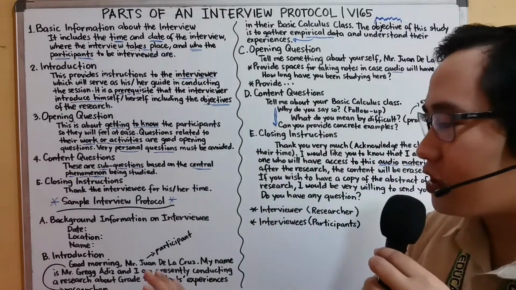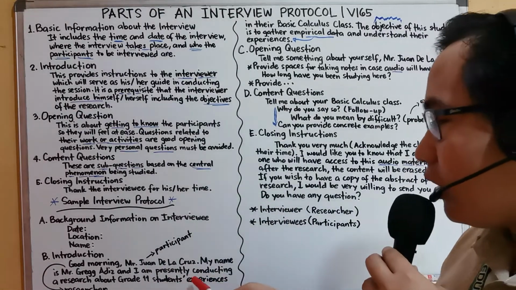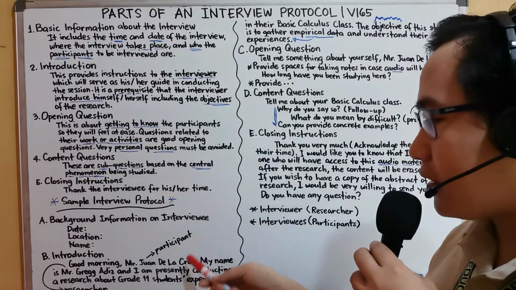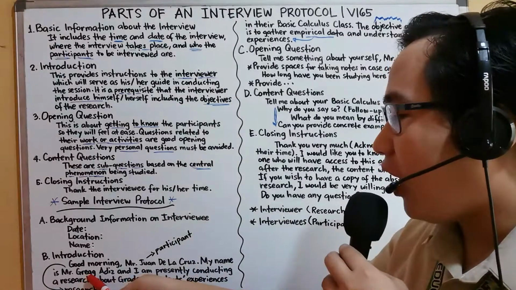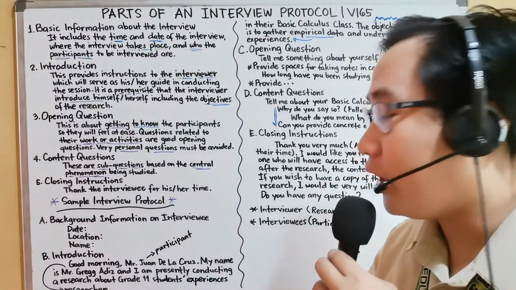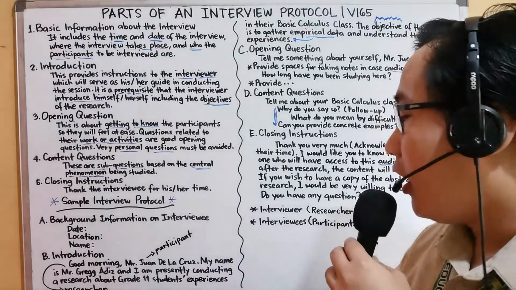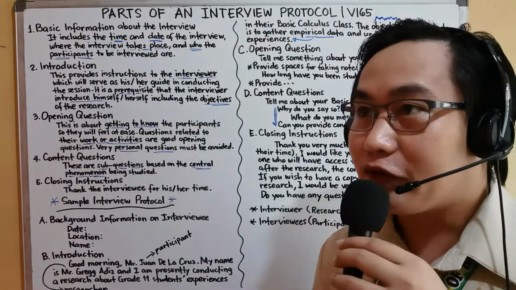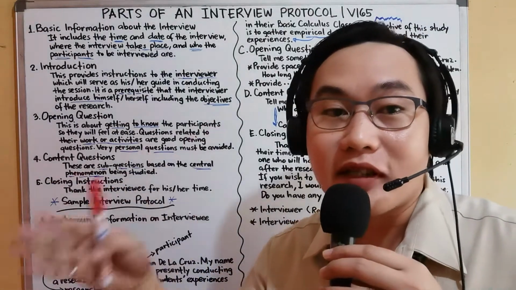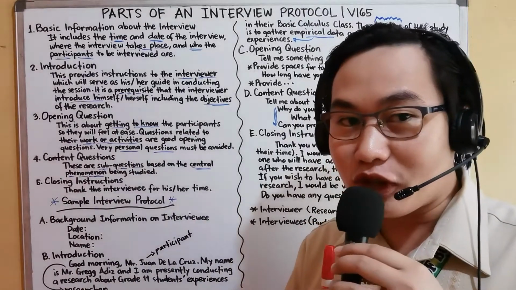Para maintindihan, i-justify ko sa inyo. So si Juan de la Cruz again is our participant in this particular example. Si Greg naman po, siya ang ating researcher or interviewer at the same time. Kaya nakalagay dito, nag-state siya ng kanyang pangalan, my name. So after talking to the participant, inintroduce niya ngayon ang kanyang pangalan.